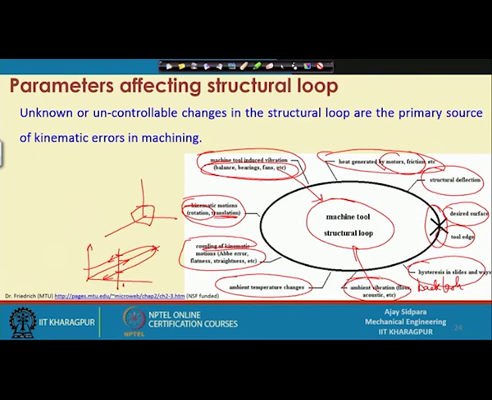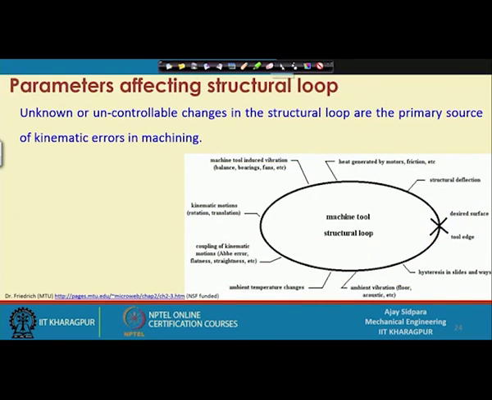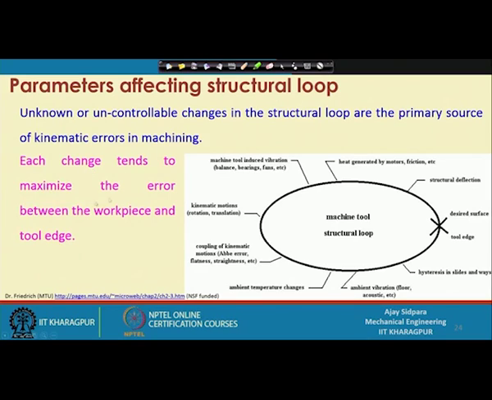So, we have to take care of all these things and then only we will make a structure which has high stiffness, because each change tends to maximize the error between the workpiece and the tool. It is not that one parameter is more important here, but all parameters are important. When you are talking about micro scale machining, you cannot avoid anything here, and you have to build a machine in such a way that there should not be any problem from any component, otherwise the rest of the components will also be affected.